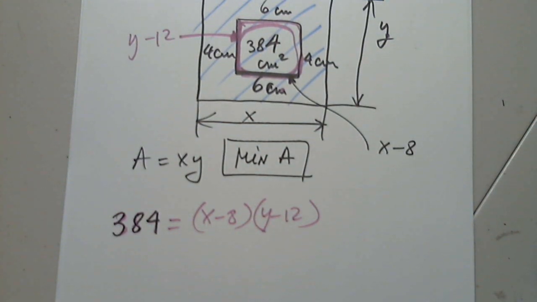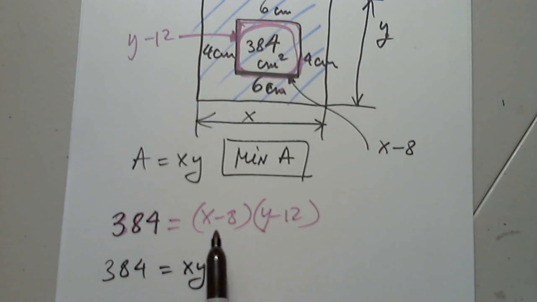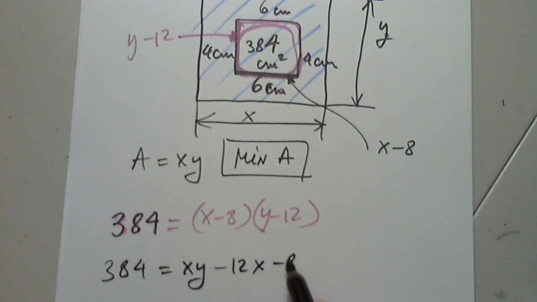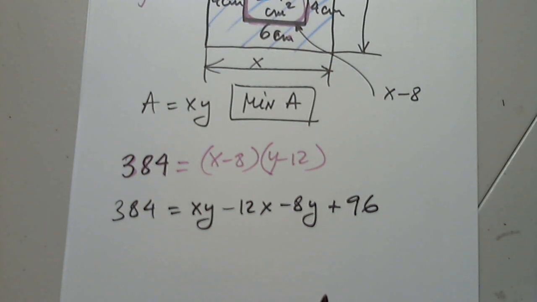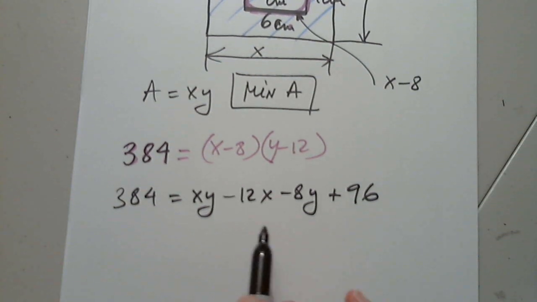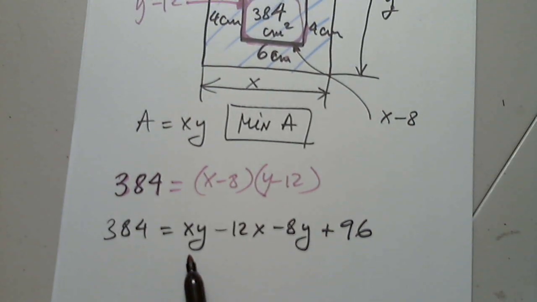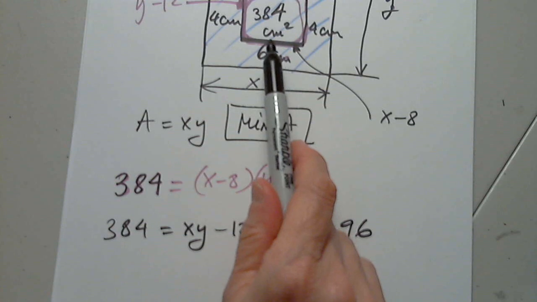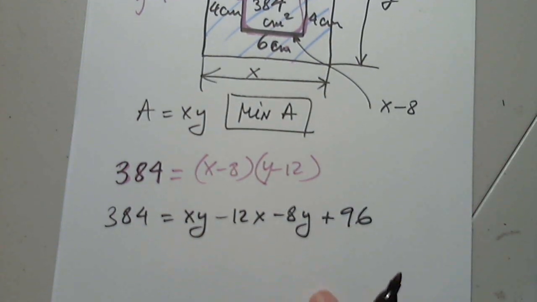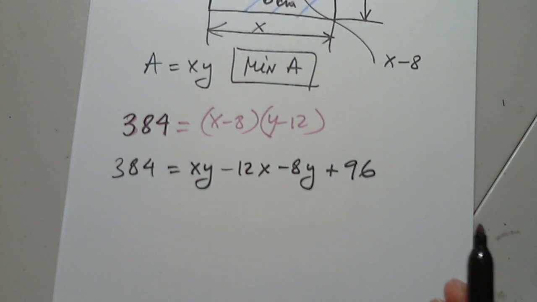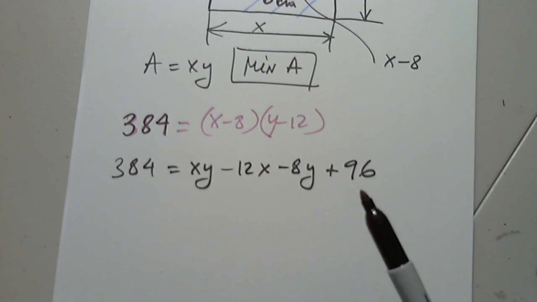Good. So then I will distribute: 384 equals xy minus 12x minus 8y plus 96. I am thinking that it would have been better to denote this by x and this by x plus 8, but let's stick with what we have because it should give us the same thing. The notation is not important. It may have been slightly easier if we had denoted this by x and this by y, but that's okay.